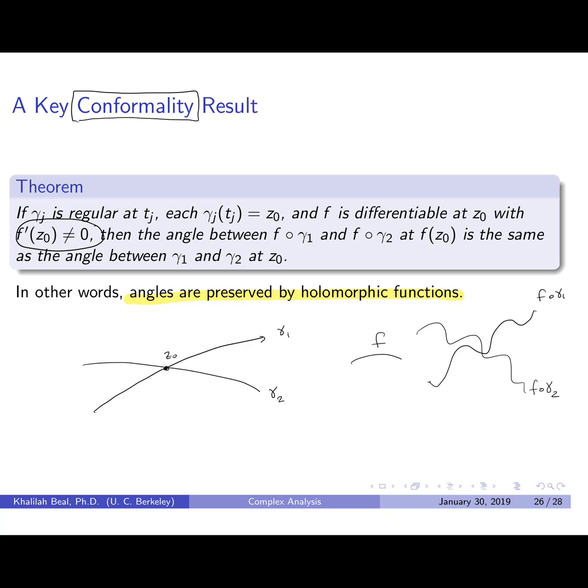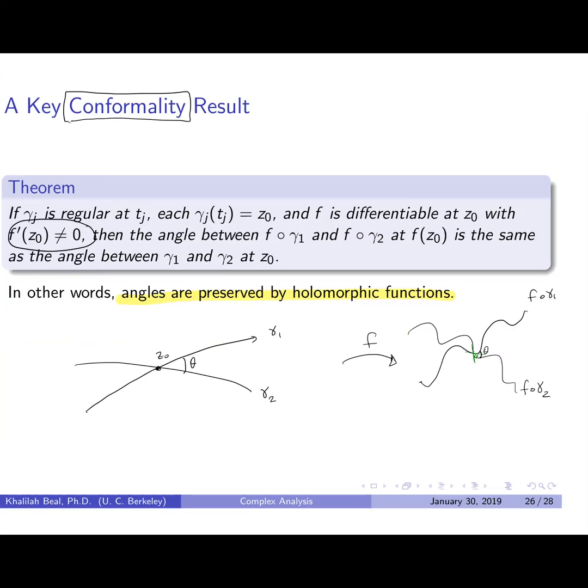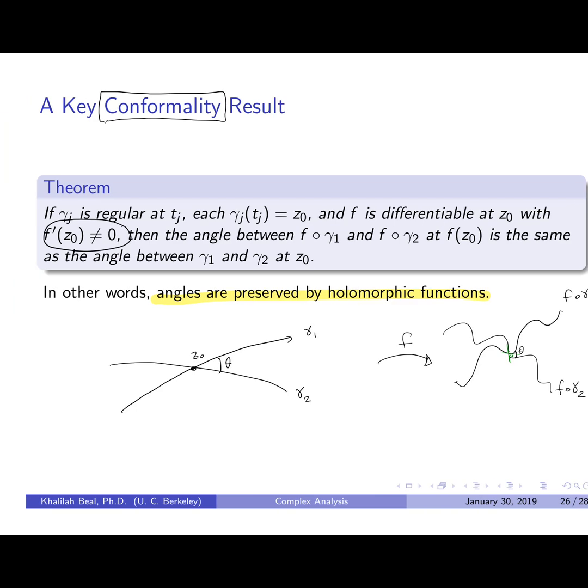And what we're saying is that if f is differentiable at z naught and the derivative at z naught is not equal to 0, then this angle here is the same as this angle here. Imagine again we're doing the tangent lines, so then I would be talking about here and here. So my theta would be like that. So what we're saying is that holomorphic functions whose derivatives aren't equal to 0 will preserve the angle between curves. Okay?